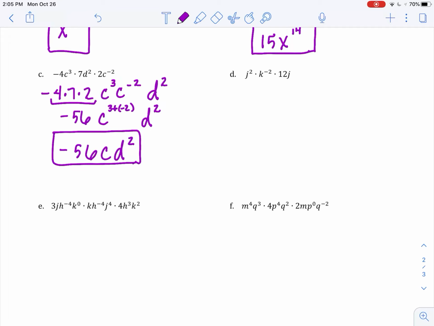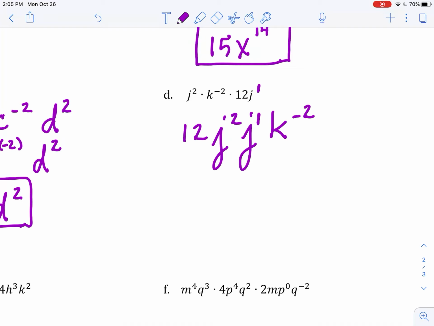All right, let's try D. In D, we have j squared times k to the -2 times 12j. The 12 is a coefficient, so pull it to the front. Again, I like to write everything else in alphabetical order, so I have my 2 j's, and I have k to the -2 power. Now, the coefficient's just 12, so there's nothing that needed to be combined there. Let's show our invisible 1 on our j. Anytime it's just a j, even in that original problem, it really meant there was an invisible 1 there.